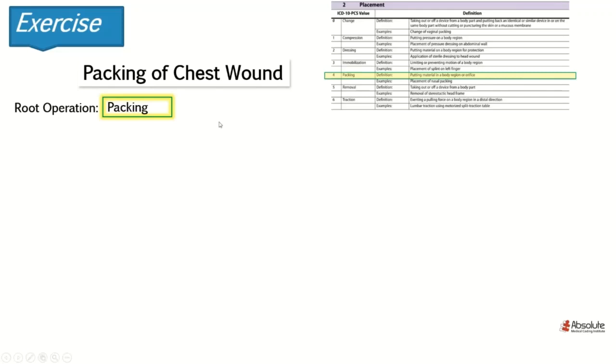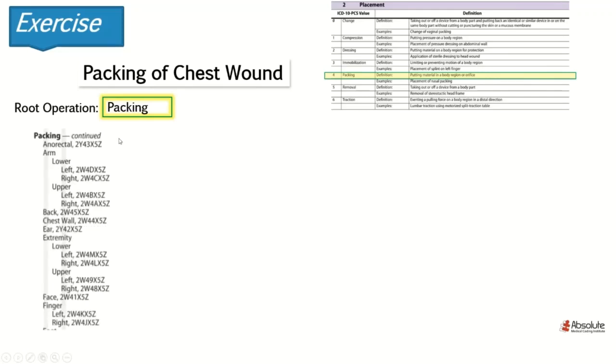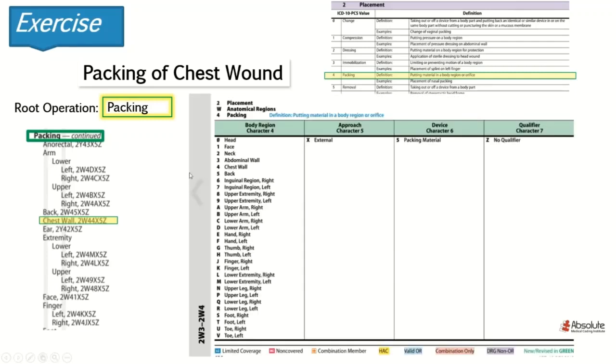There you go. So we're going to look in our alphabetic index. We're going to look up packing. Packing what? Packing chest wall. And you know what? It gives us the entire code, 2W44X5Z. We're going to go find that corresponding table, 2W4. And this is placement, anatomical regions, packing. And the definition or objective of packing is putting in material in a body region or orifice. And that's exactly what's happened. They packed some material in the chest wound.